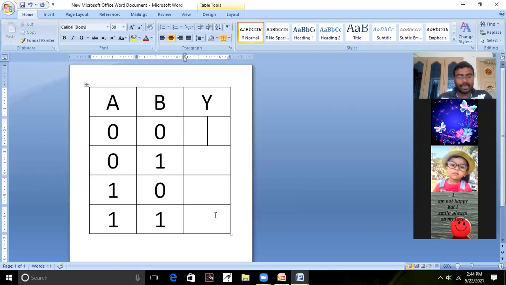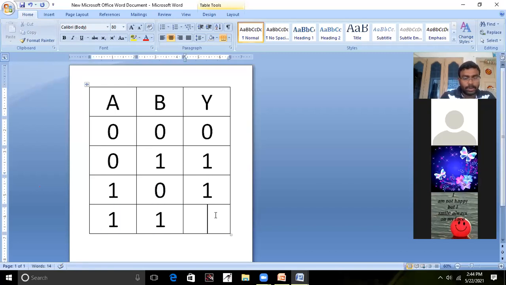Now for the OR gate, tell me what is your output? 0 plus 0 is 0, 0 plus 1 is 1, 1 plus 0 is 1, and 1 plus 1 is 1. So for the OR gate, this is 0, 1, 1, 1.